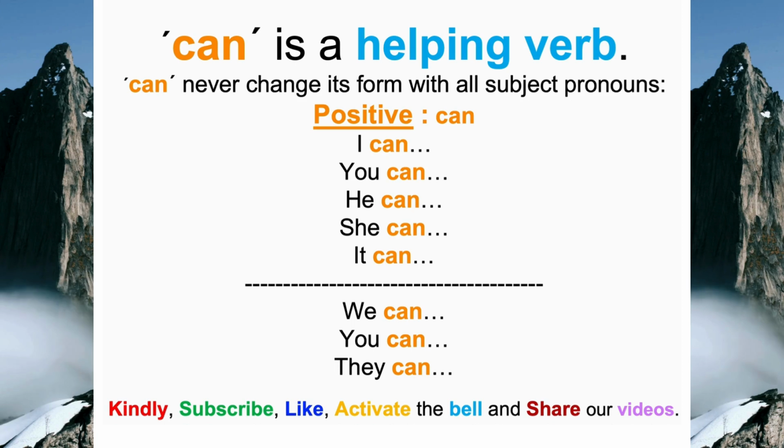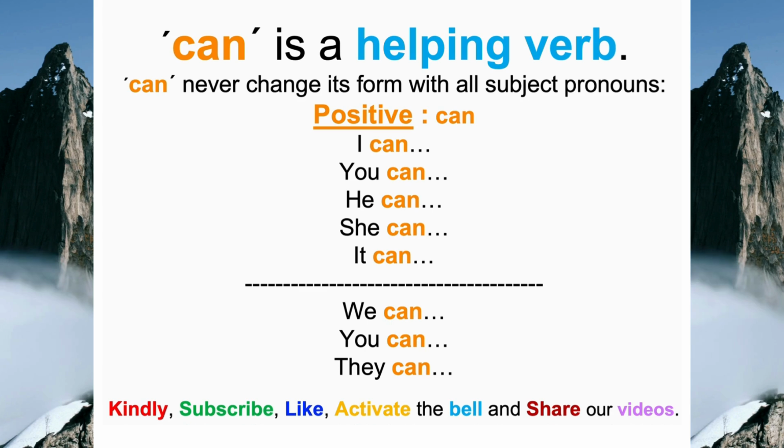Let's repeat after me this positive form of can. I can, you can, he can, she can, it can, we can, you can, they can.